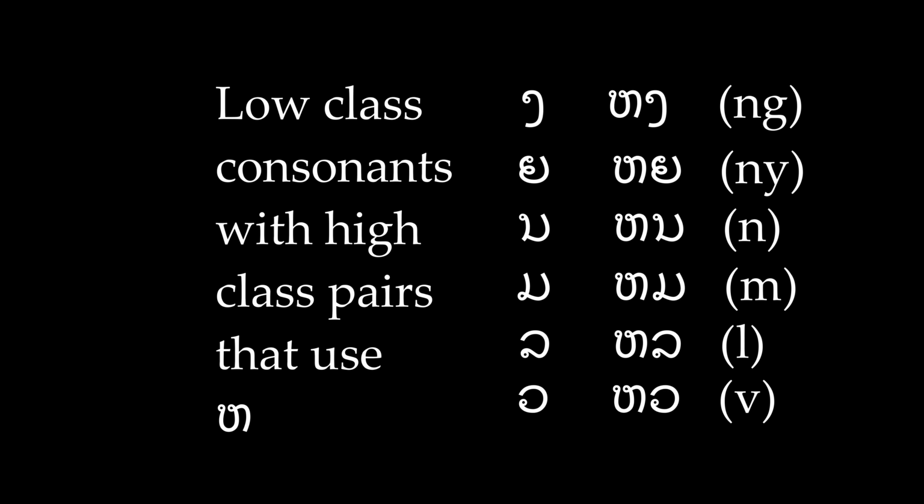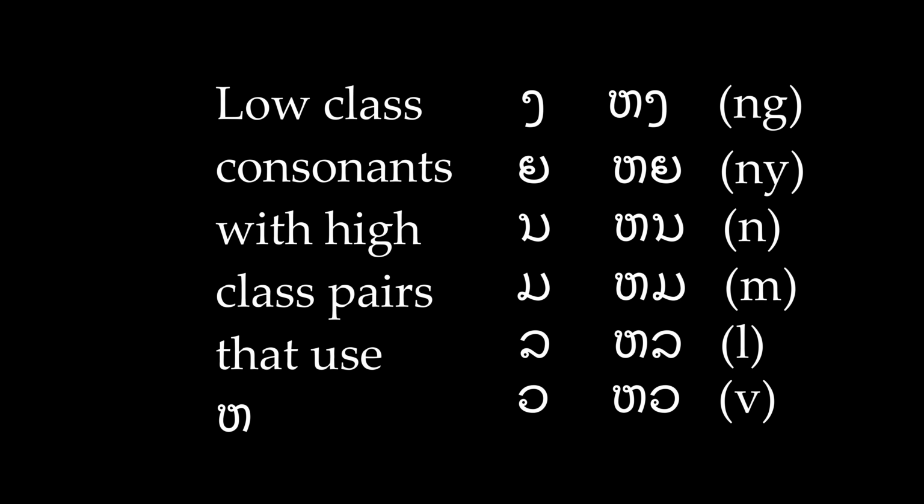Because there are more low-class consonants than high-class consonants, the Lao writing system has come up with a way to add more high-class consonants by placing the consonant haw in front of the low-class consonants that do not already have a corresponding high-class partner. The chart here shows the pairings. The haw in front is silent. It does not change the sound of the consonant, only the tone.